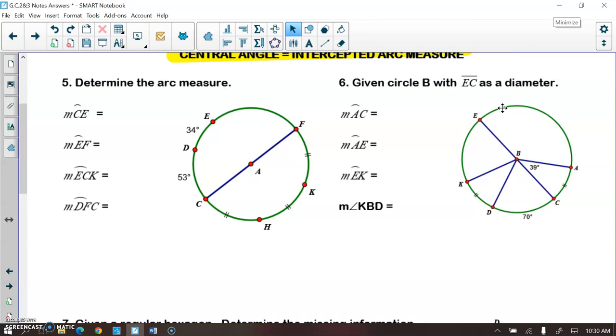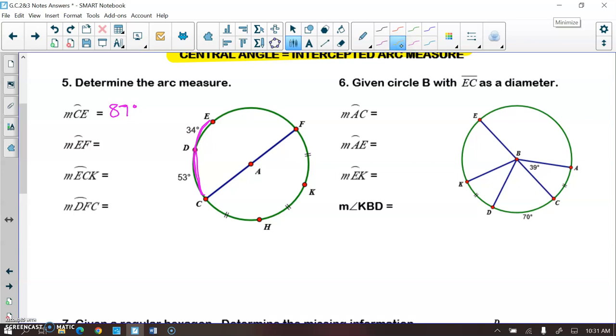So in number 5, we are going to determine a few things. The first is the measure of arc CE. So they're talking about this one. I need to add the 53-degree angle plus the 34-degree angle, which is 87 degrees. And just to clarify, because we didn't really talk about this, half a circle is 180 degrees, but a full circle is 360 degrees. So keep that in mind as we go throughout.